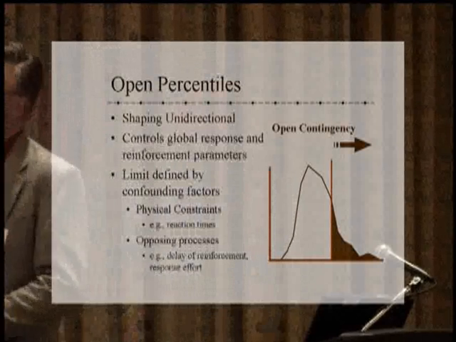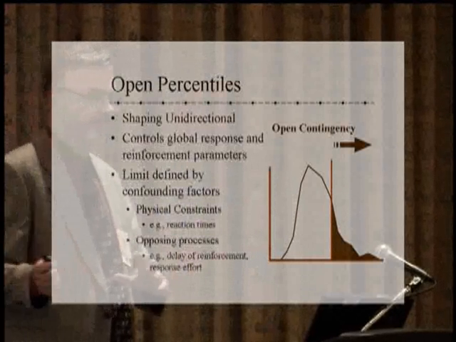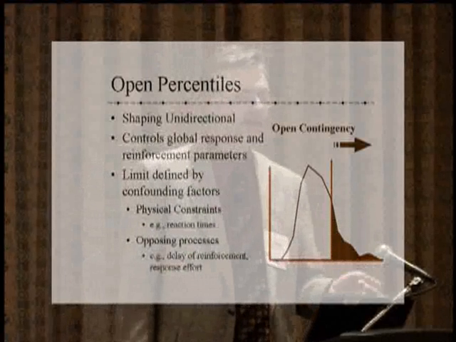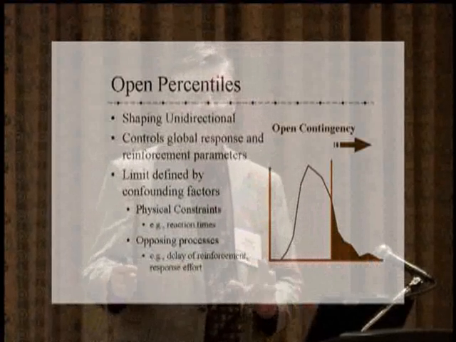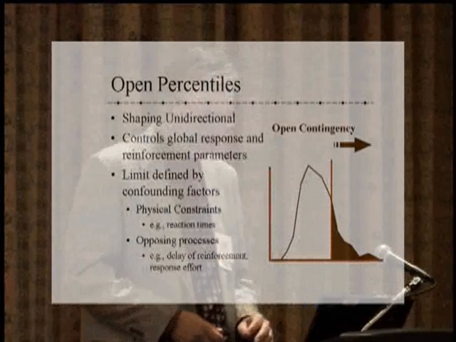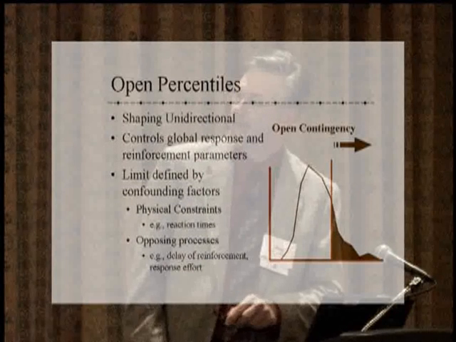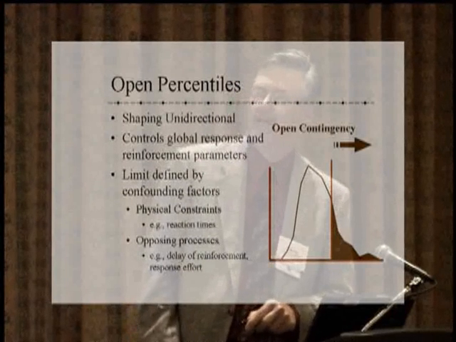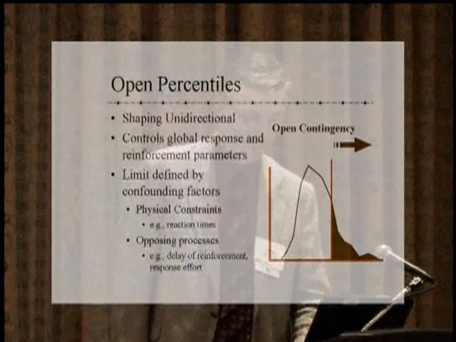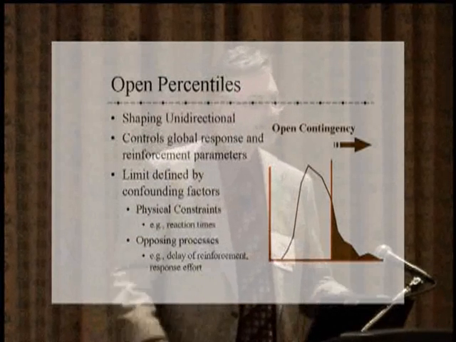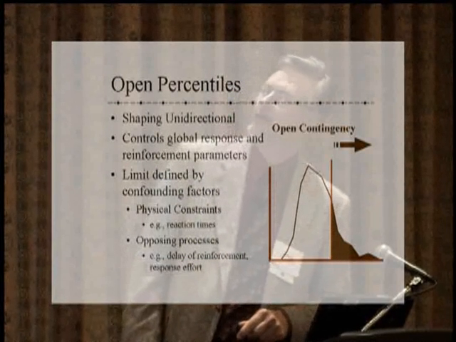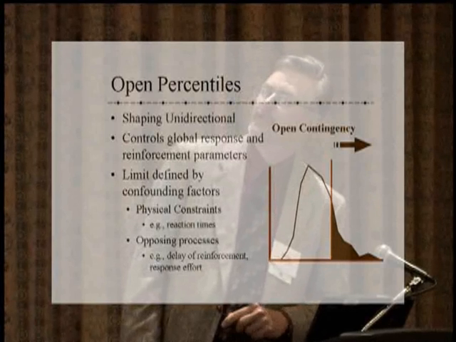Okay, what we talked about so far are open percentile schedules. They shape values unilaterally, they control global response and reinforcement parameters, but they're limited by the fact that they either shape to a physical limitation, in the case of reaction times, where you just can't go any faster, or there are opposing processes which tend to push them back in the other direction, things like delay of reinforcement or response time. And if you want to develop quantitative models of shaping, you don't want to have these opposing processes to deal with. So it might be better to actually shape to a particular target.